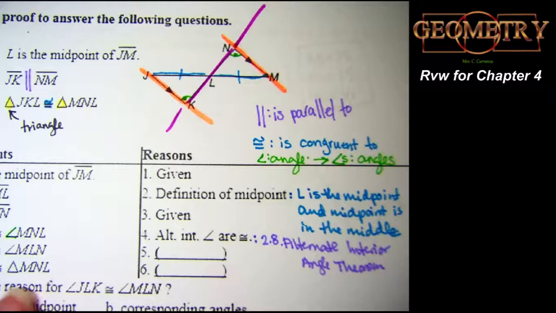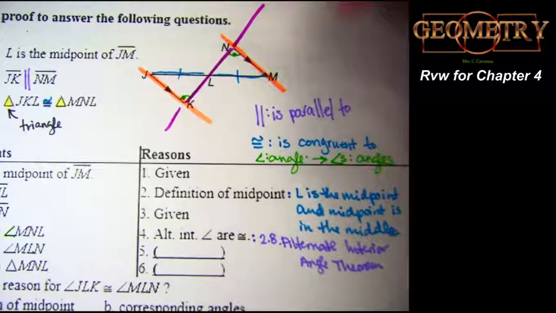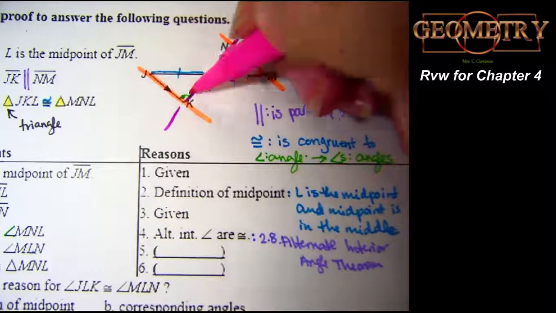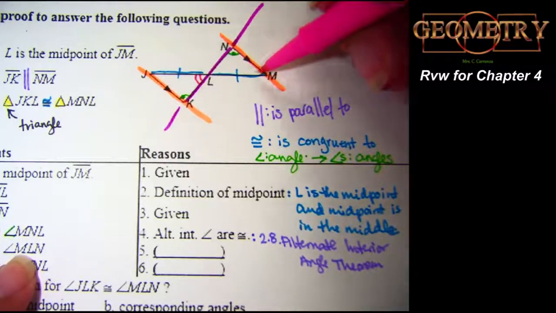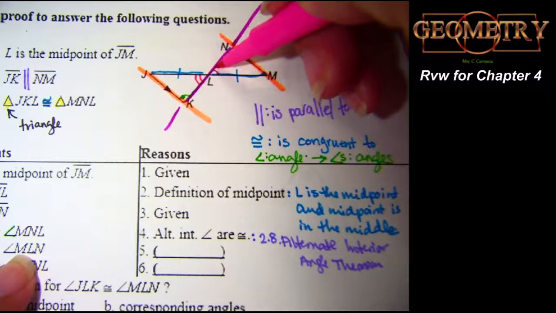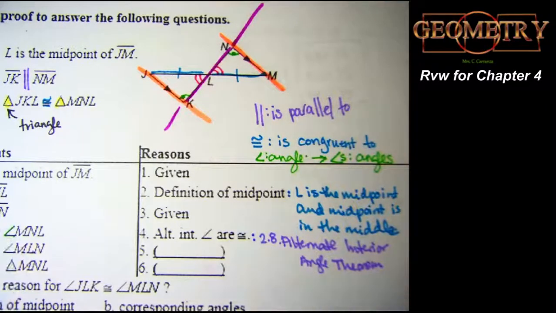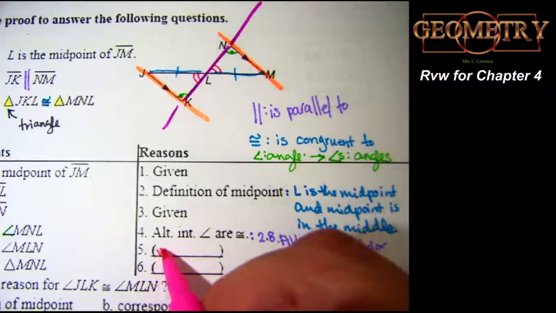Okay? All right, the next thing it says is that these angles are congruent. JLK, this one here, and MLN, this one here. And we have to figure out why those are congruent. One more time. They're vertical angles.